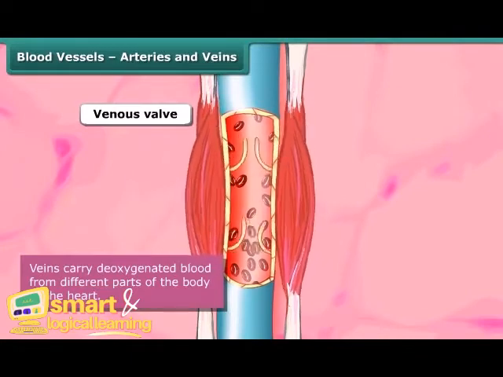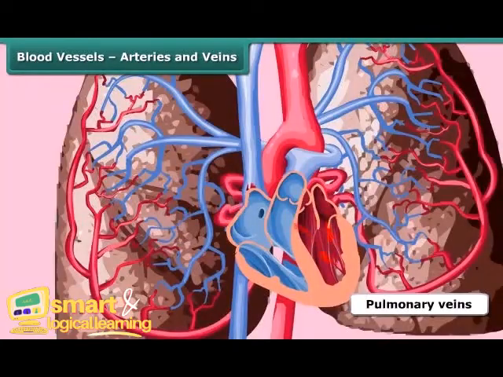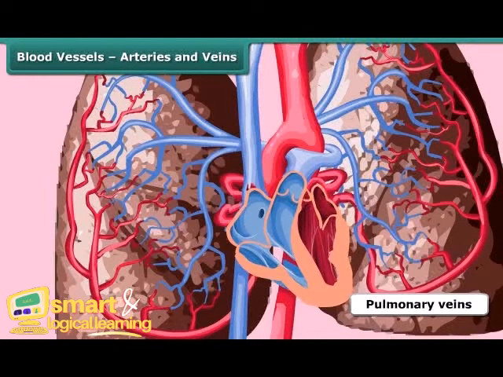Veins are of two types: systemic veins. They carry deoxygenated blood from the different body parts to the heart. Pulmonary veins. They carry oxygenated blood from the lungs to the heart.